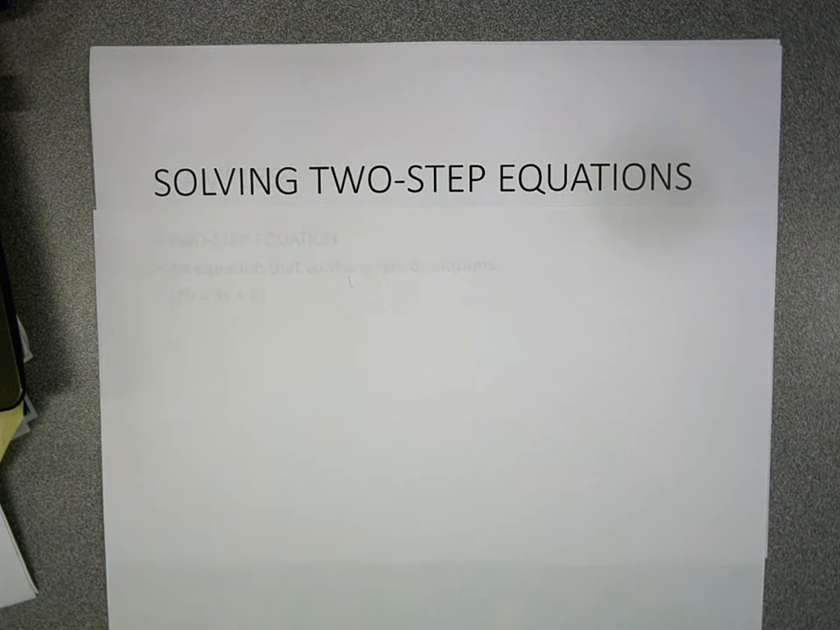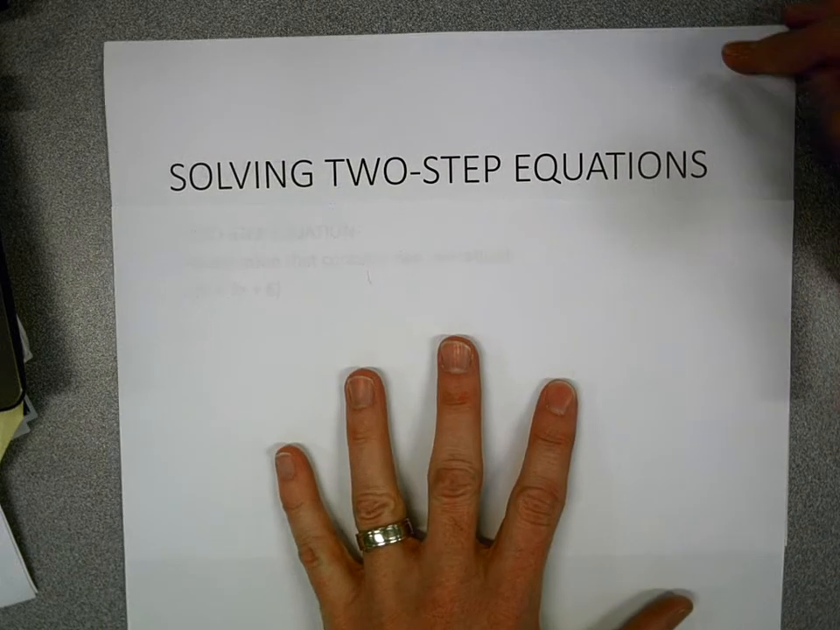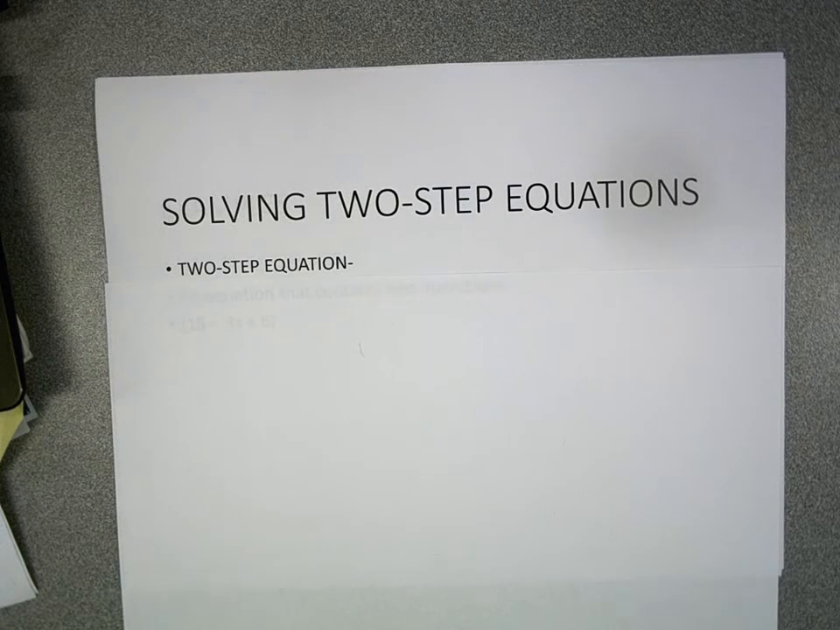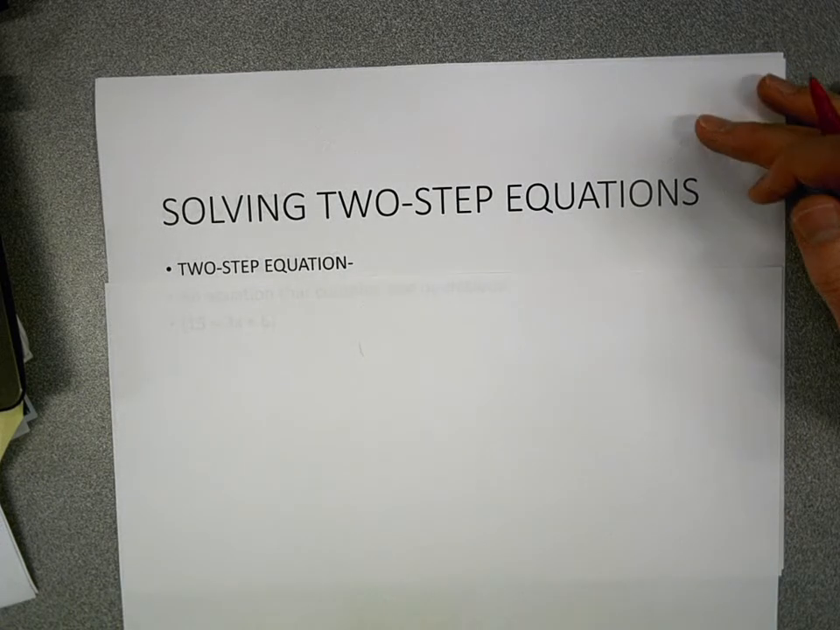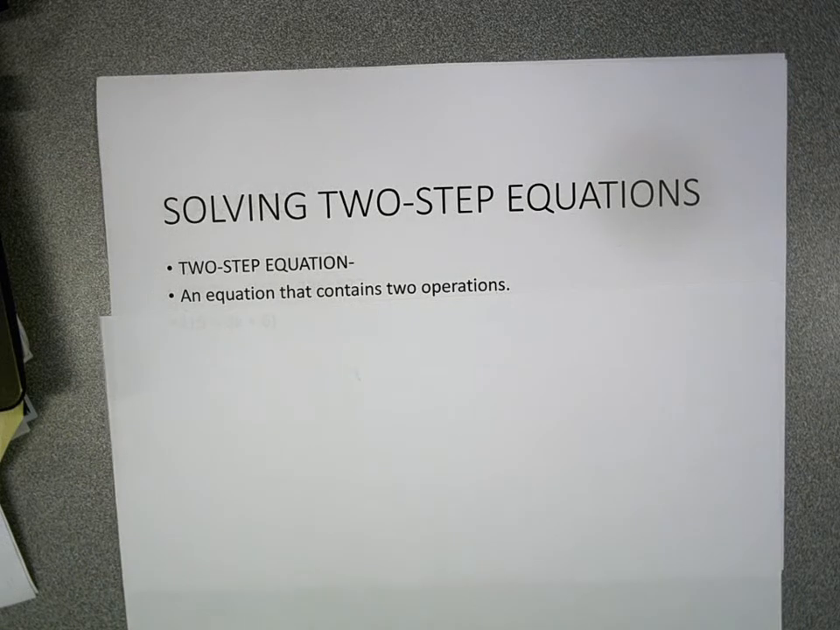So that means that most of the time there are two different operations going on, which requires us to do two steps, or two inverse operations. So solving two-step equations is what we are talking about today, and I almost gave you the definition here. The word is two-step equation, everyone? Two-step equation. This is an equation that contains two operations.